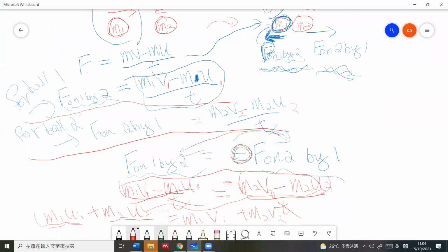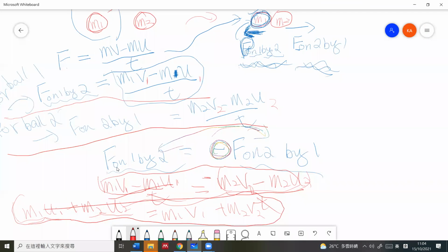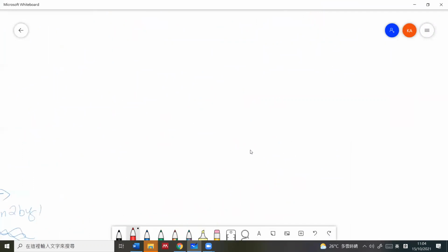So if you don't know how to derive the equation, 啱啱我寫咁多嘢 helps you to derive the equation. If you don't want to know how to derive the equation, then you can just memorize it. Let's just memorize this equation: M1U1 plus M2U2 equals to M1V1 plus M2V2. This equation is called the law of conservation of momentum.